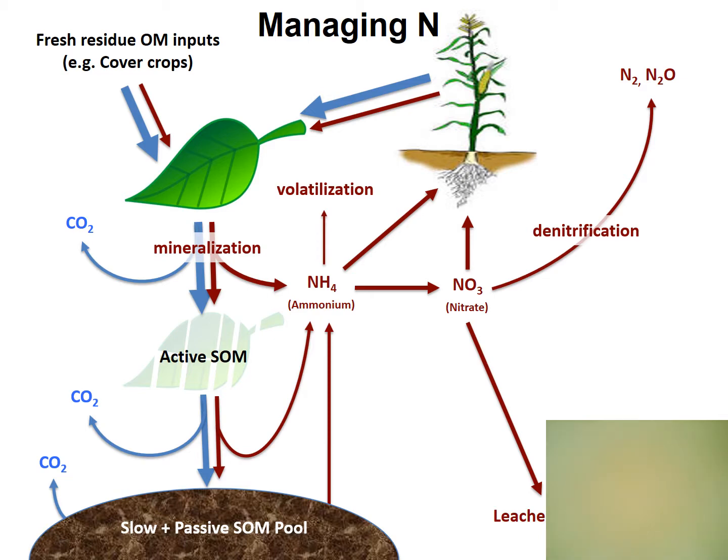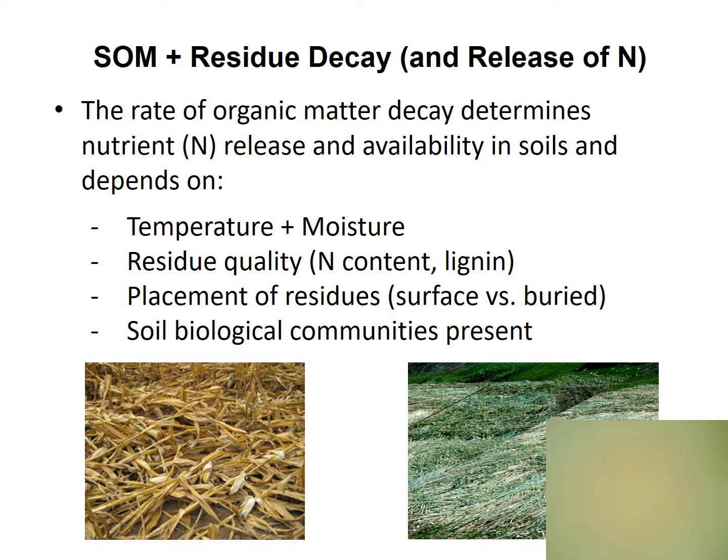So when we're talking about managing our soil organic matter and our residues, I'm looking here now, thinking more about nitrogen management and how we manage residues to make sure we have nitrogen available in our systems. There's a number of different things that determine how fast those residues decay and release CO2 to the atmosphere and release nitrogen into our soils. Right, so temperature and moisture, we don't have a whole lot of control over those, but we do a little bit with tillage and whatnot.